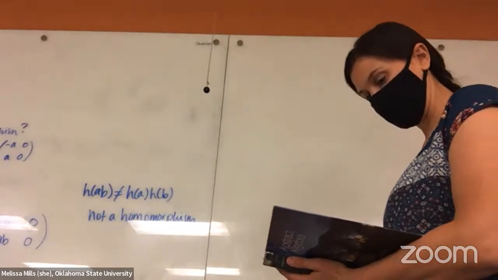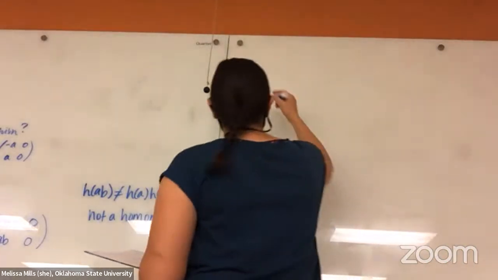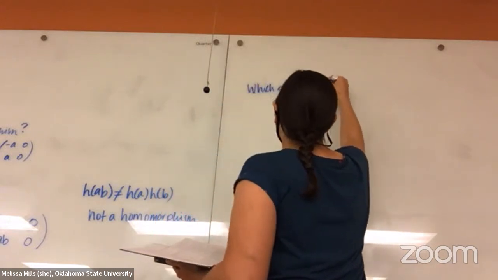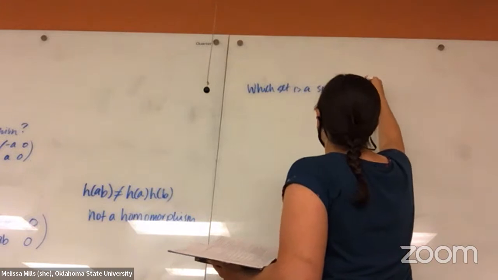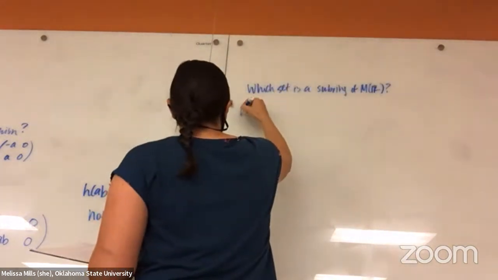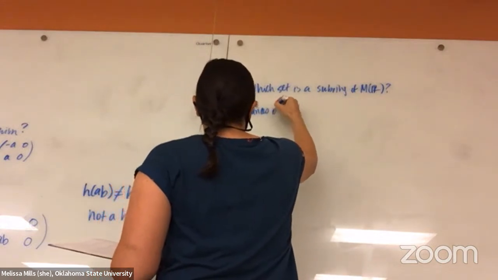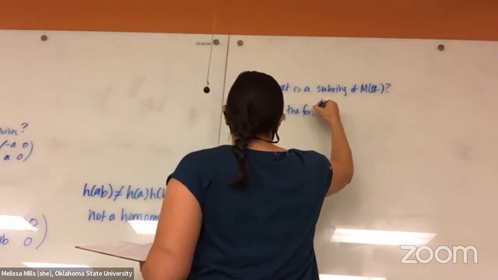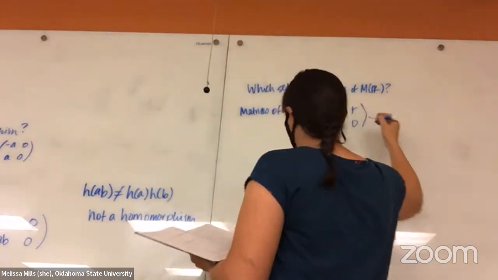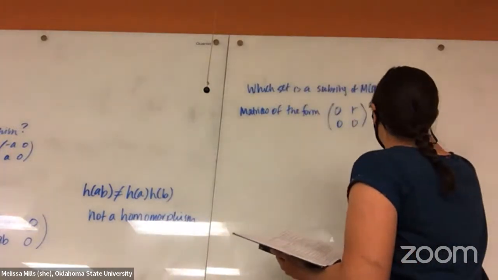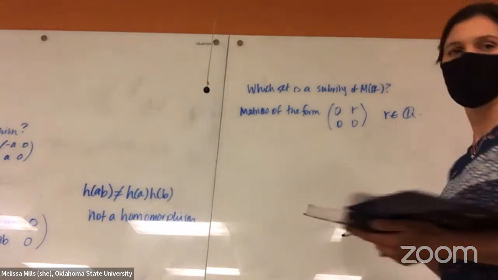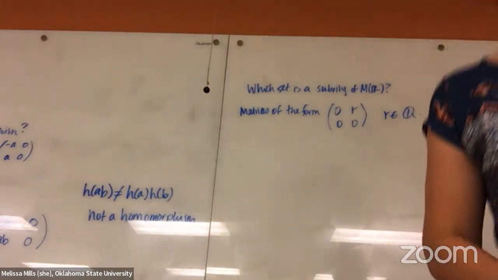Okay, so it's asking which set is a subring. And this is matrices of the form 0 r, 0 0, with r in Q. Okay, so is this going to be a subring? What do I need to check?